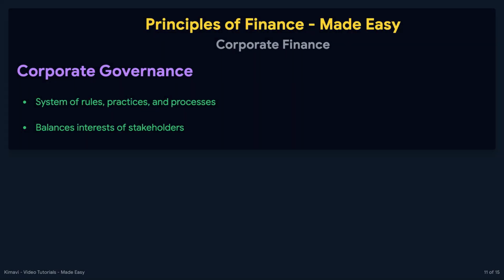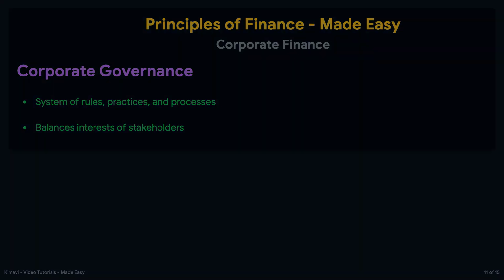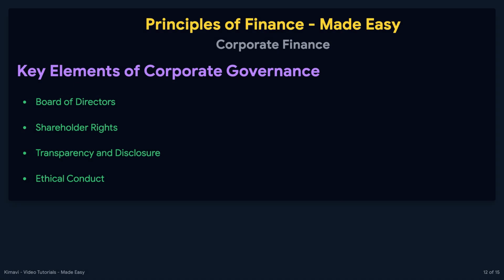Corporate governance refers to the system of rules, practices, and processes by which a company is directed and controlled. It involves balancing the interests of a company's many stakeholders, such as shareholders, management, customers, suppliers, financiers, government, and the community. Key elements of corporate governance include the board of directors, shareholder rights, transparency and disclosure, and ethical conduct.